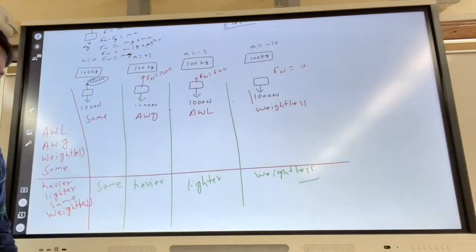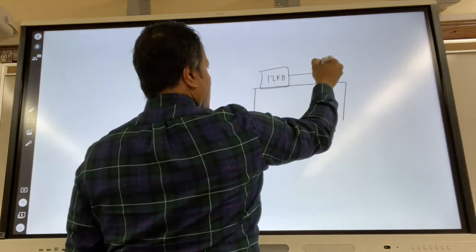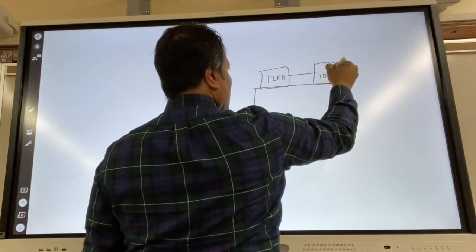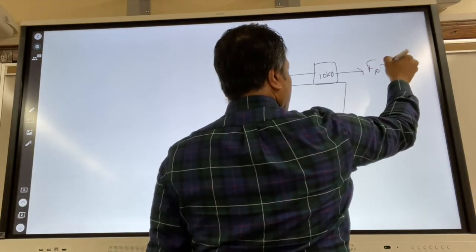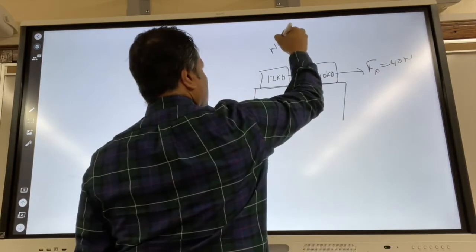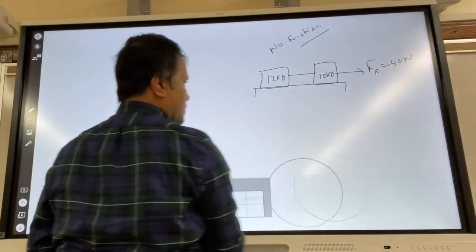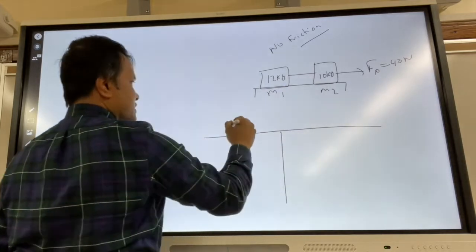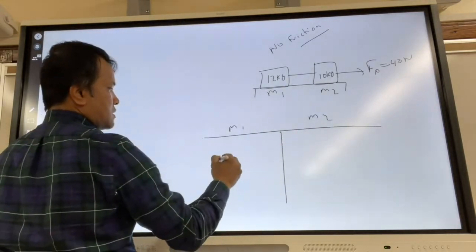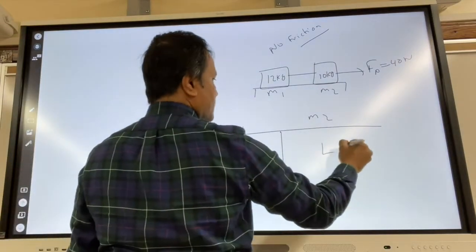All right, now we're going to do two boxes, one is 12 kilogram, one is 10 kilogram, attached by a rope, and someone pulled it applying 40 Newton, no friction. I want to find the acceleration, and how can you find it? Again, call it mass 1, mass 2. So this one, what is the force acting on it? Ft.